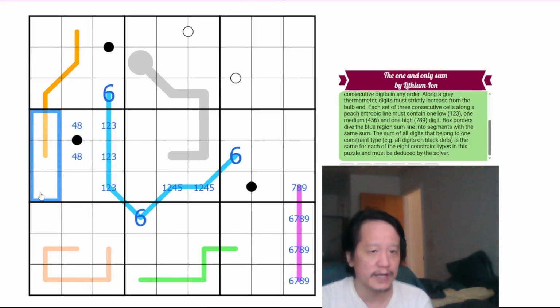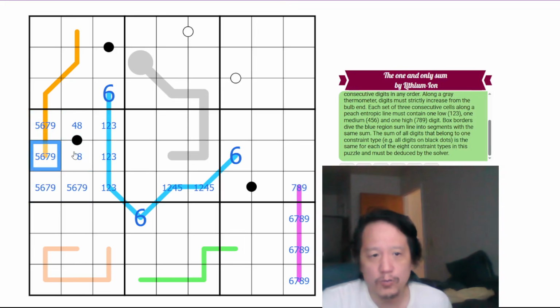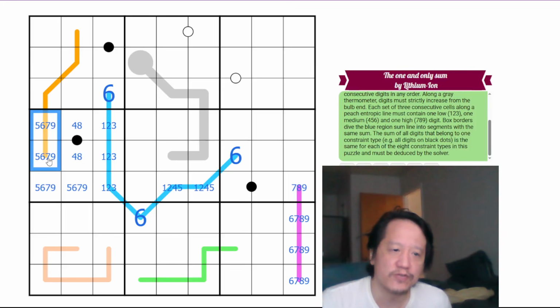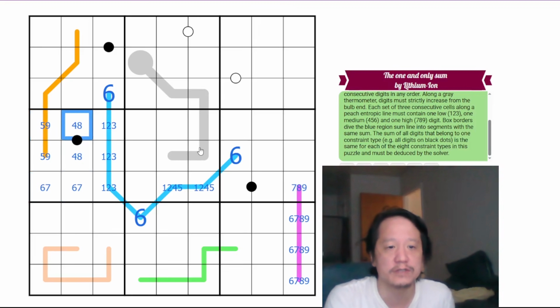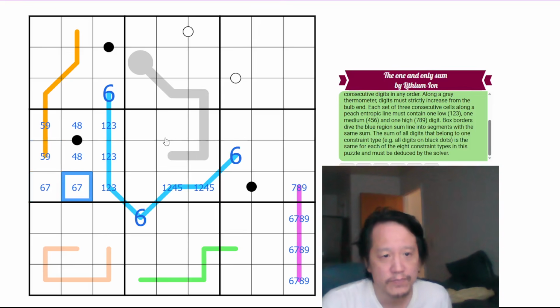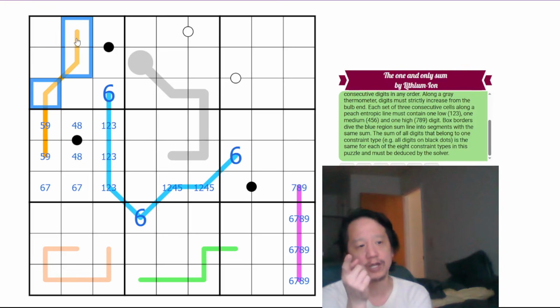That leaves the remaining digits in this box as 5, 6, 7, and 9. Well, which digits here are 4 apart from each other? The only ones that satisfy it are 5 and 9. That eliminates 5 and 9 in the rest of the box. So this is a 6, 7 pair. This is already 14 here. So the remaining digits in this Whisper 4 line have to add up to 30 minus 14, which is 16.